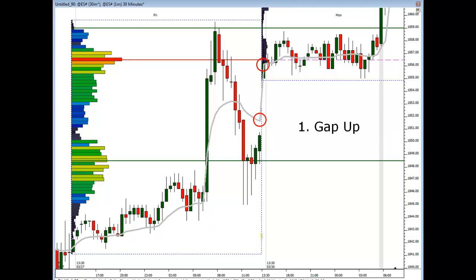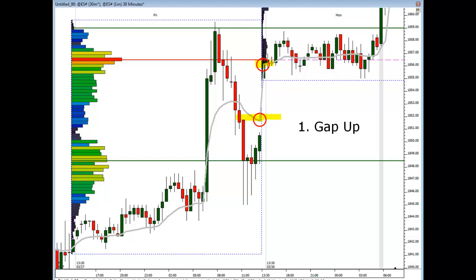Now we are going to look at the VWAP and its relationship from one day to the next. In this case, we have a gap up. So when we closed on Friday, this was where the VWAP was. When we opened on Monday, the VWAP gapped up. Now, that is a very bullish move.